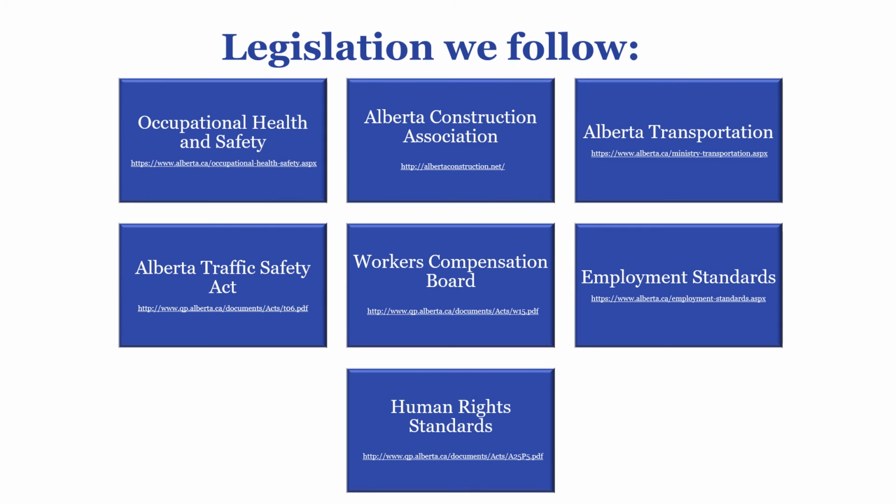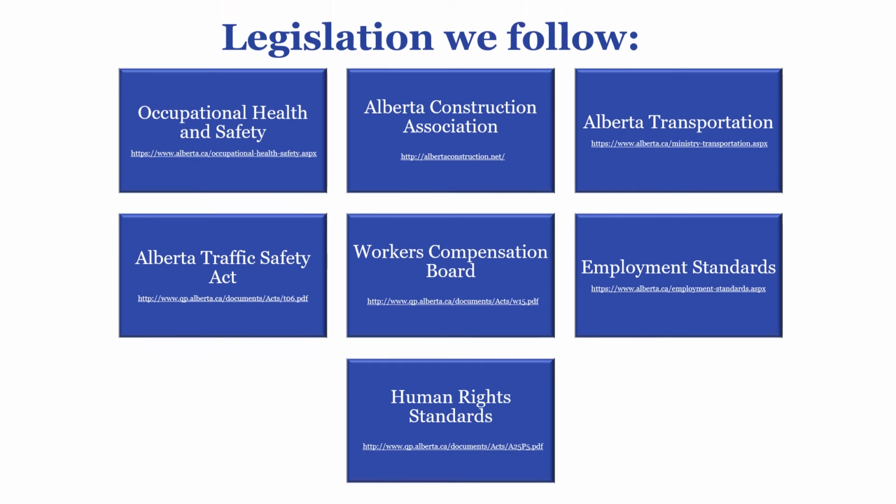There are several different agencies that have legislation for us to follow. These include, but are not limited to, Occupational Health and Safety, the Alberta Construction Association, Alberta Transportation, Alberta Traffic Safety Act, the Workers' Compensation Board, Employment Standards, and the Human Rights Standards. Copies of or information on these standards can be found on their websites in the links provided.